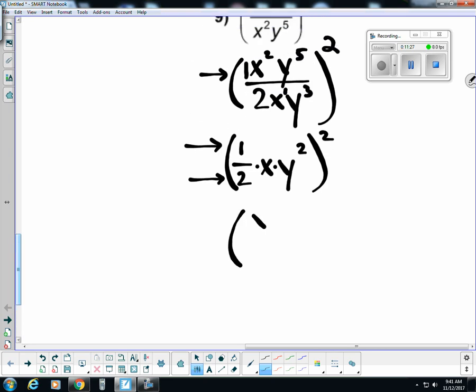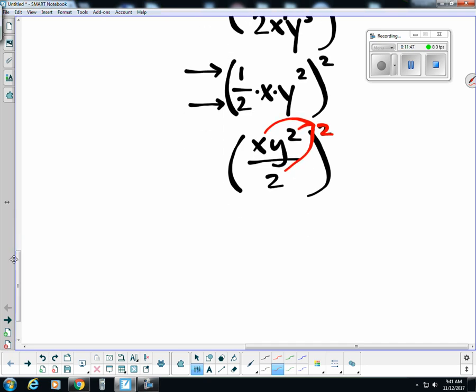So xy squared over 2 raised to the second power. Now I have to use my power of a quotient property. And remember, this 2 right here applies to every single thing inside those parentheses. And what I do is I multiply the exponents together.